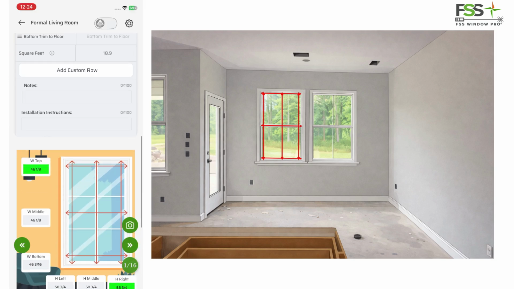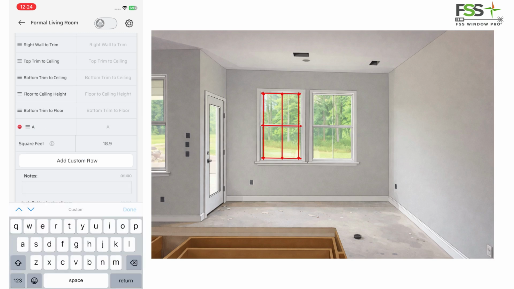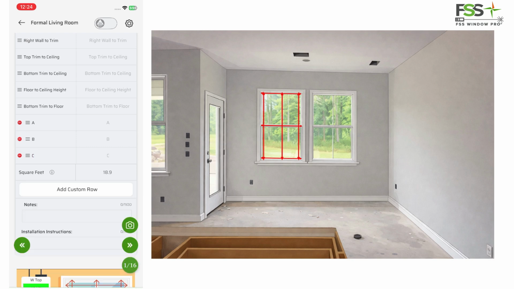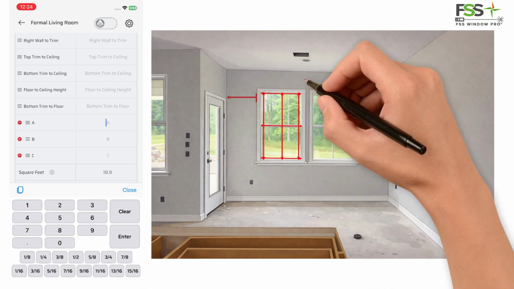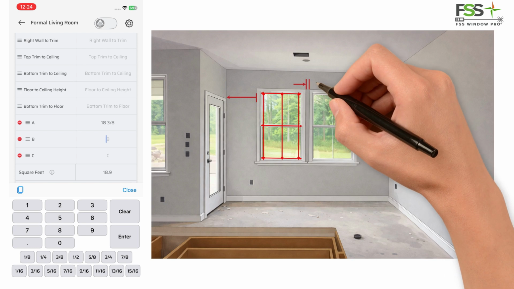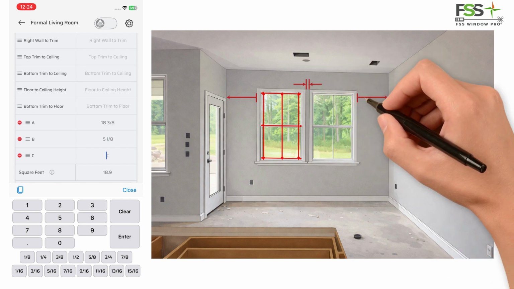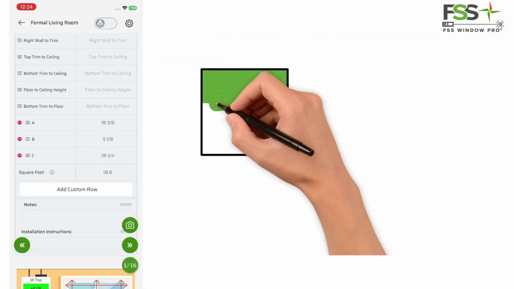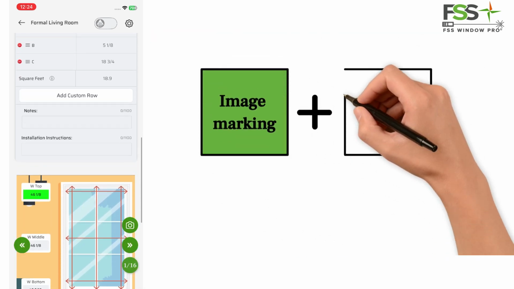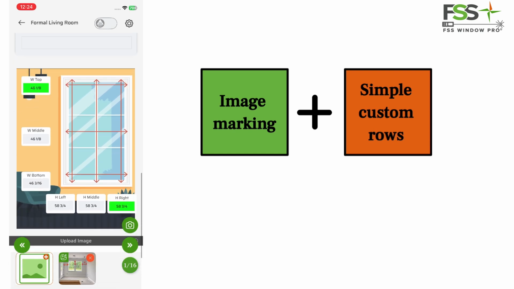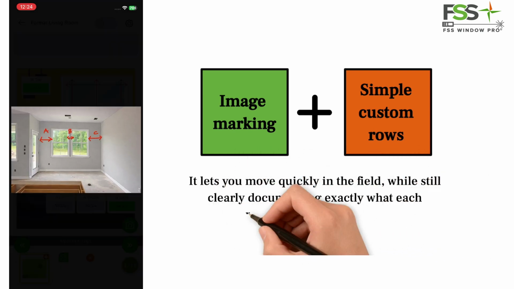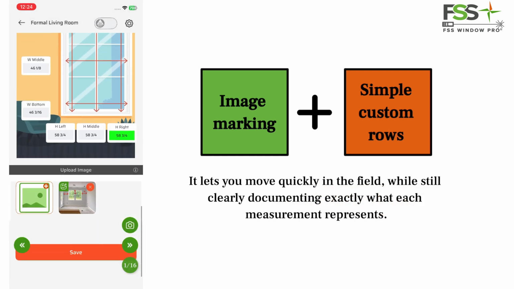Now, instead of writing long descriptions, I simply create 3 custom rows named A, B, and C. From here, I can quickly capture those measurements, whether I'm using a laser, a Bluetooth tape measure, or even entering them manually. This combination of image marking and simple custom rows is incredibly powerful. It lets you move quickly in the field while still clearly documenting exactly what each measurement represents.